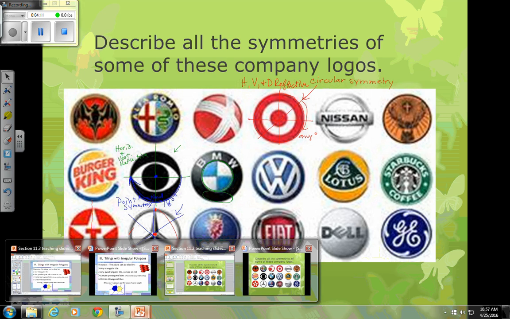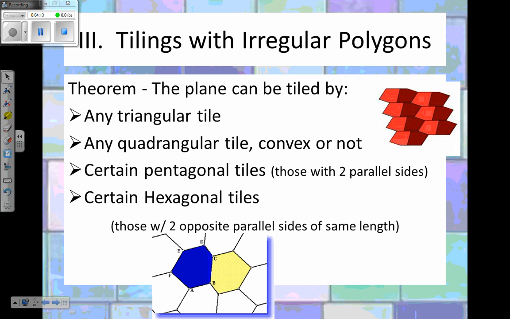Let me go to this in section 11.3. I wanted to talk about this theorem because it's an important one, I think, to know from section 11.3. When you are going to tile a floor, and heaven knows we all have to tile our floors, what can we do an irregular tiling with? Well, here's the theorem. We can tile a floor with any triangular tile. It will work. That means any three-sided tile, you can do a tiling with it.